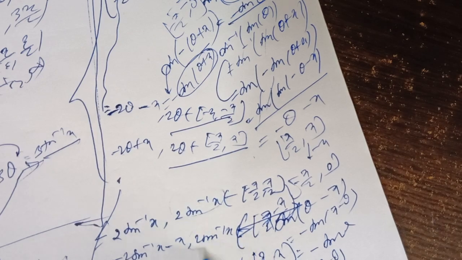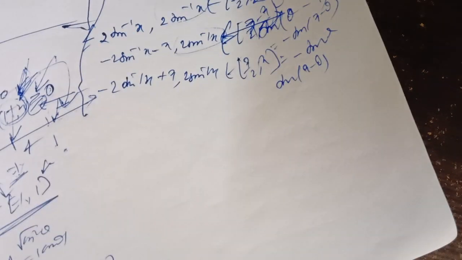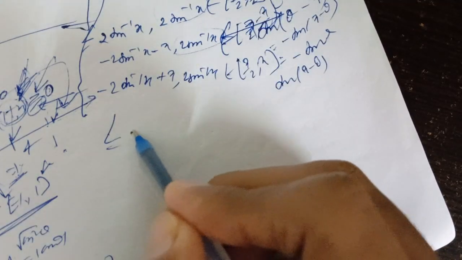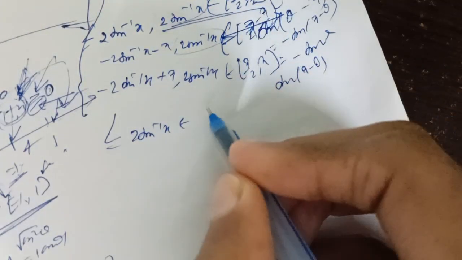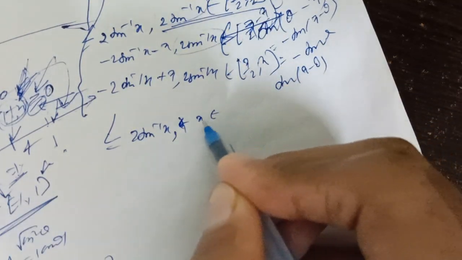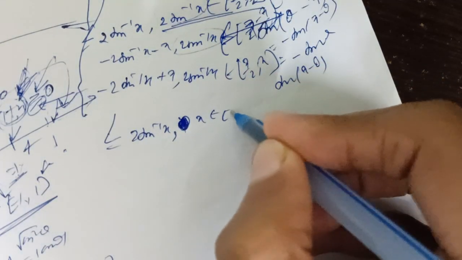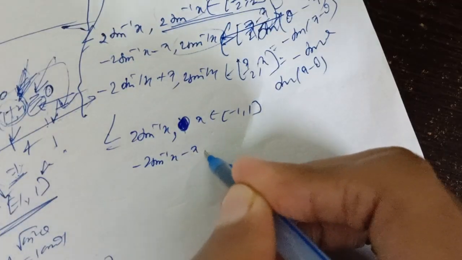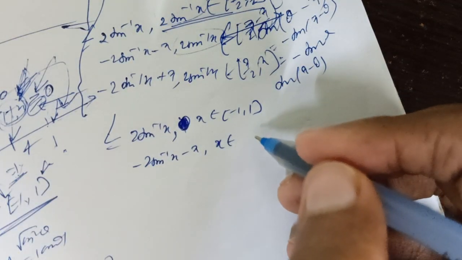Now you can leave it at this, but you can still find the x values. Therefore you can equate it to 2 sine inverse x. Solve this yourself and you can see that x is going to belong in the interval negative 1 to 1. For this one, 2 sine inverse x minus pi, x is going to belong in the interval.